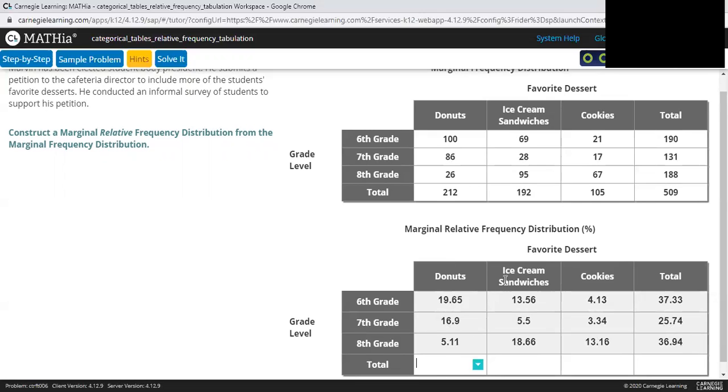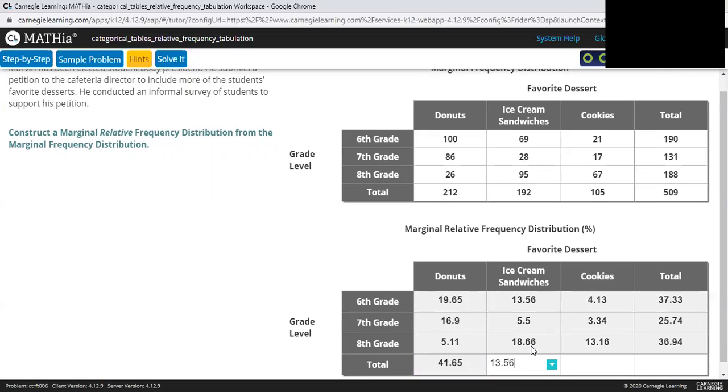And so now we have our other total columns here. So this is now going to tell me what percentage of students prefer donuts. So I'm going to again add this entire column here. So 19.65 plus 16.9 plus 5.11. So 41.65% of 6th, 7th, and 8th graders prefer donuts.